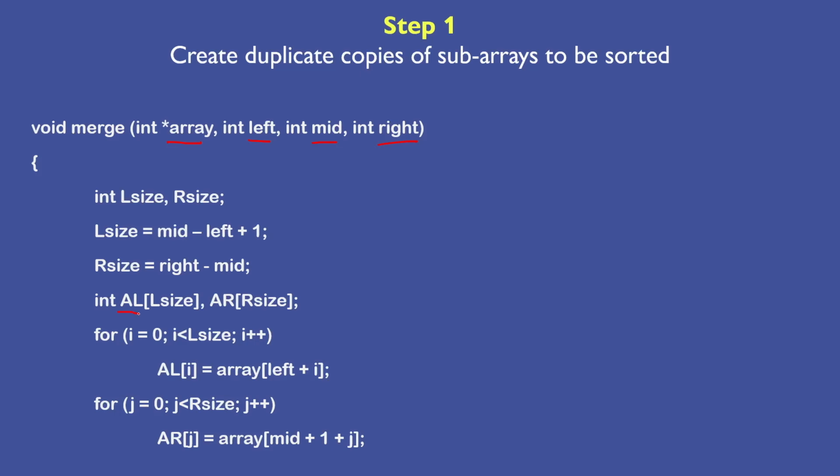This variable AL is an array which is going to hold the elements of the left array, and AR will hold the elements of the right array. Now these two separate for loops have been written which will copy the elements of the left array into variable AL, and here we are going to copy the elements of the right array into variable AR.